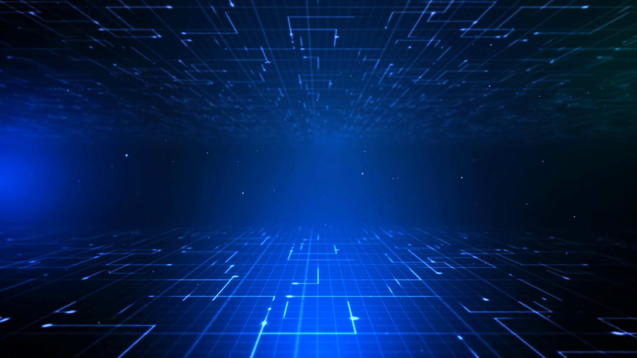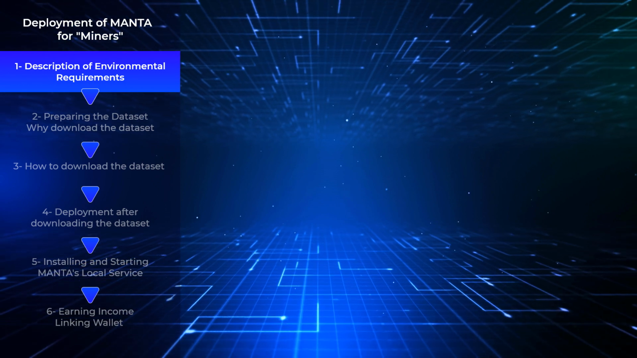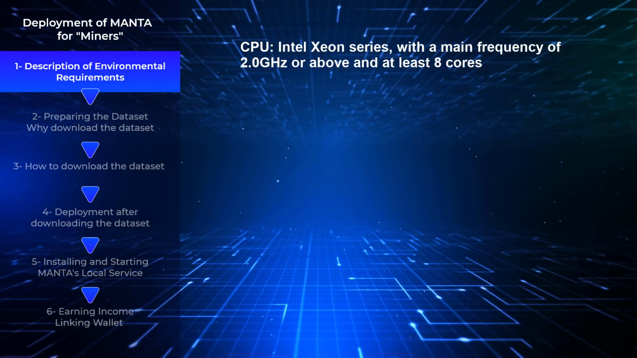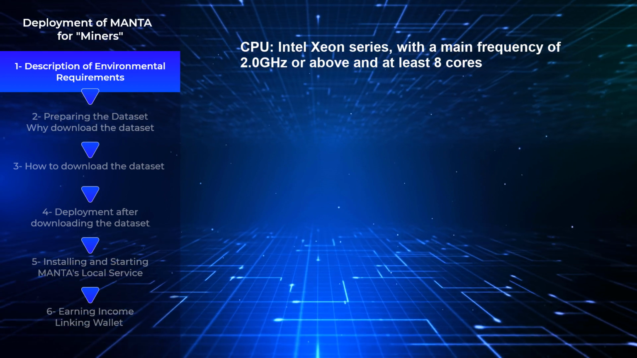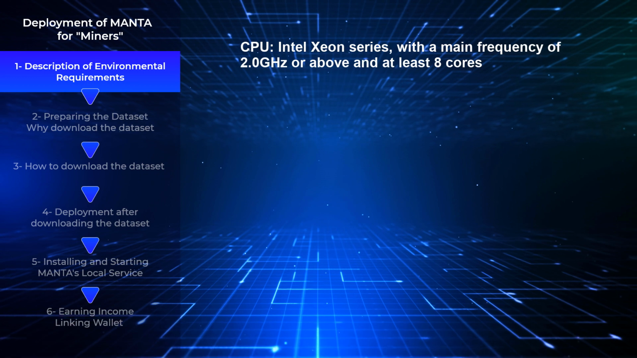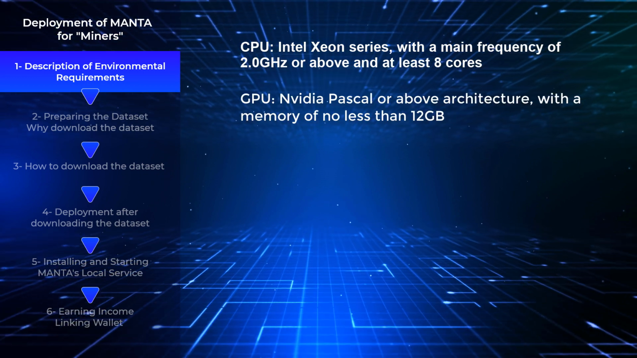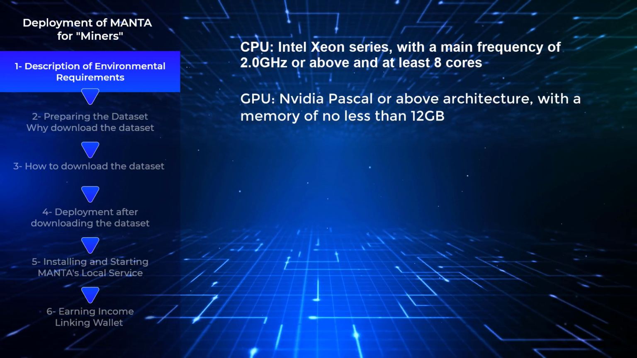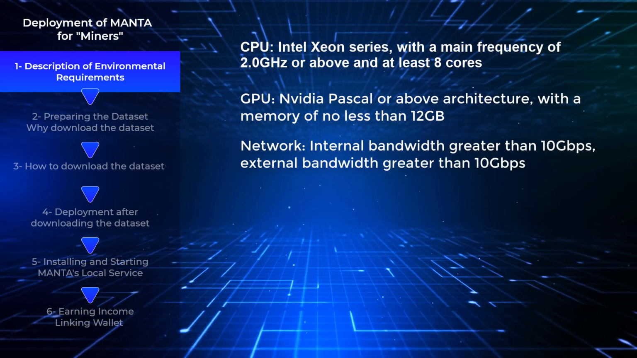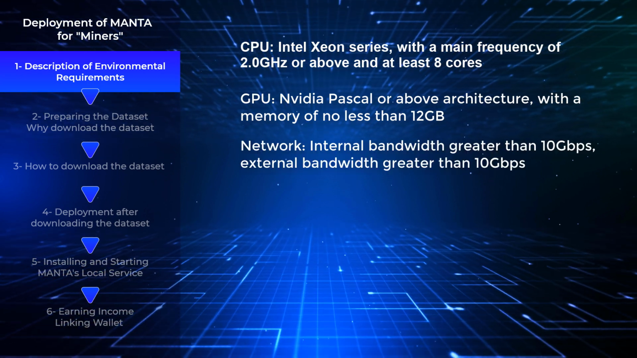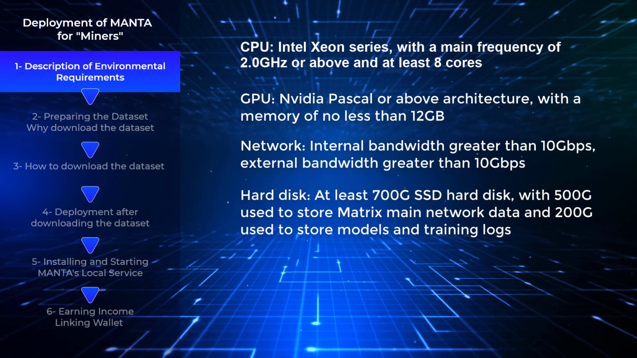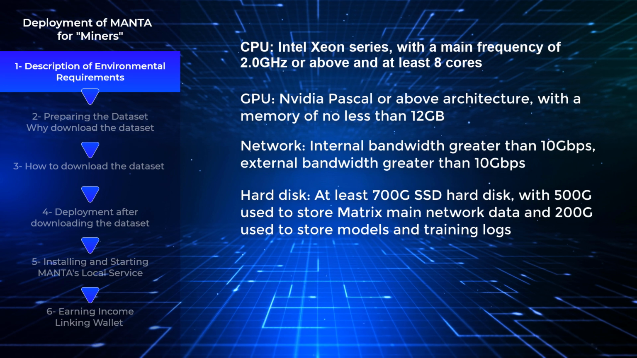Here are some system requirements for deploying MANTA as a miner. For CPU, you need at least an Intel Xeon series with a base frequency of 2.0 GHz and at least 8 cores. Then for GPU, you need at minimum NVIDIA Pascal with a 12 GB memory. Both internal and external bandwidth should be no less than 10 gigabits per second. Then we need a solid-state drive of at minimum 700 GB.